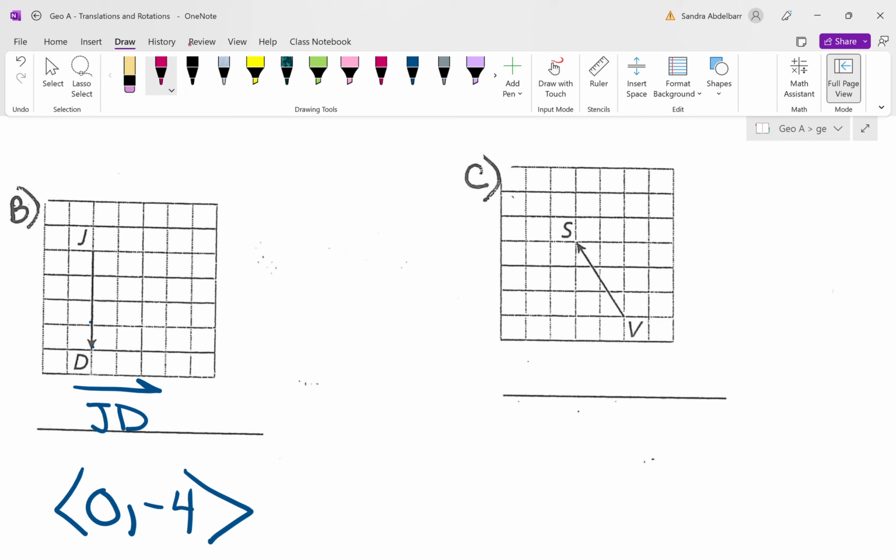Okay, so this is vector. Who's got it? Who's named this for me? How would we name this vector? Mariana? You got it. VS. We're starting at V. We're ending at S.